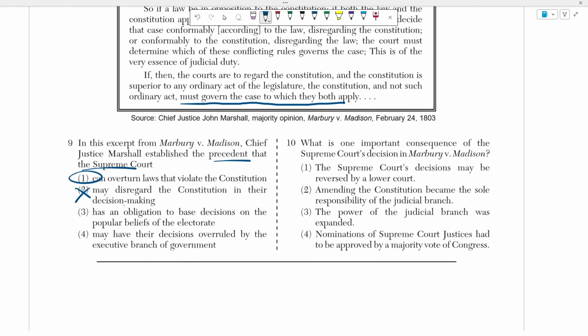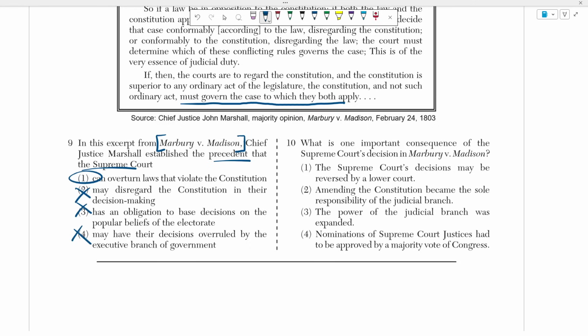Choice 2 doesn't make sense. May disregard the Constitution in their decision making. That is false, right? The whole point of this is to uphold the Constitution, because the Constitution is the law of the land, right? This is what everyone should follow. 3 and 4, neither of those make sense, right? Because this is only dealing with laws and judicial review. So this is a very important case that you guys should remember. Marbury v. Madison.